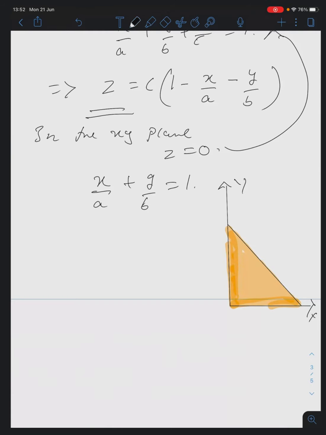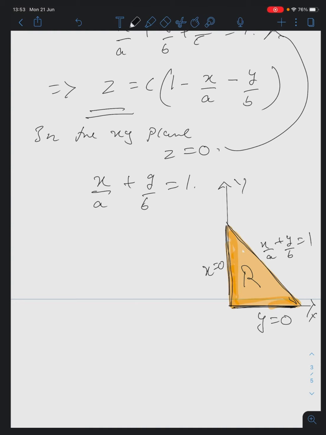So now tell me, this is the region of integration which is bounded by the lines. This is the line x is equal to 0. This is the coordinate plane, it is mentioned. So this is y is equal to 0. And what is this line? The equation of the line is x by a plus y by b is equal to 1. Is it or not?